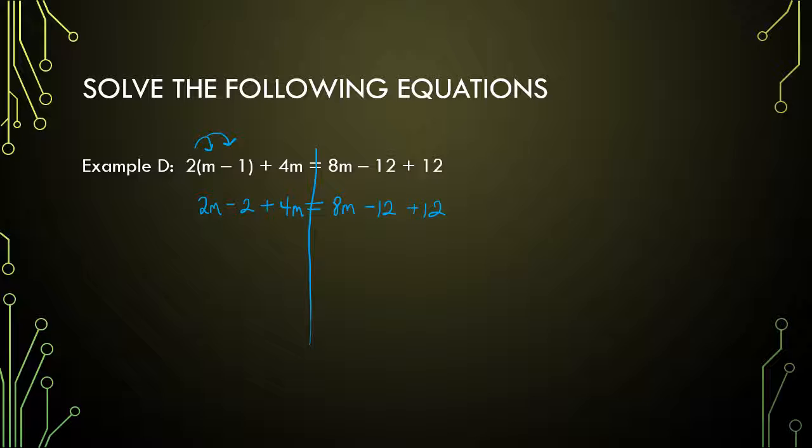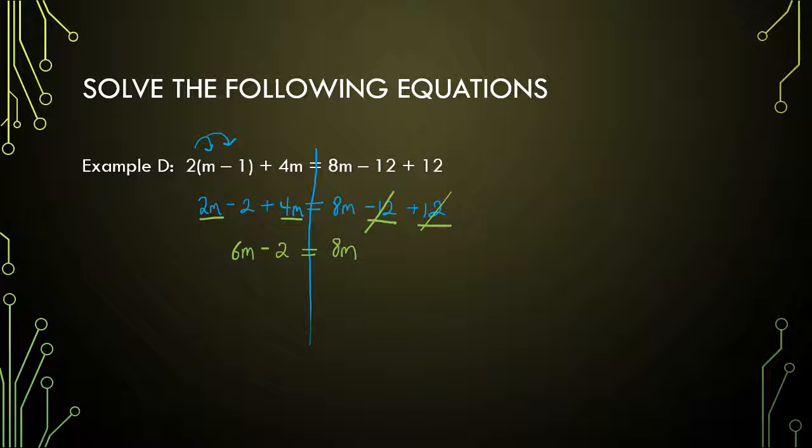When we solve out the left side, we have like terms of 2m and 4m. 2m and 4m make 6m, so we have 6m, and we also have minus 2 to bring down. When we solve out the right side, we have like terms in negative 12 and positive 12, which if I add those together I get 0, meaning they cancel each other. And the only thing left on the right side is 8m.